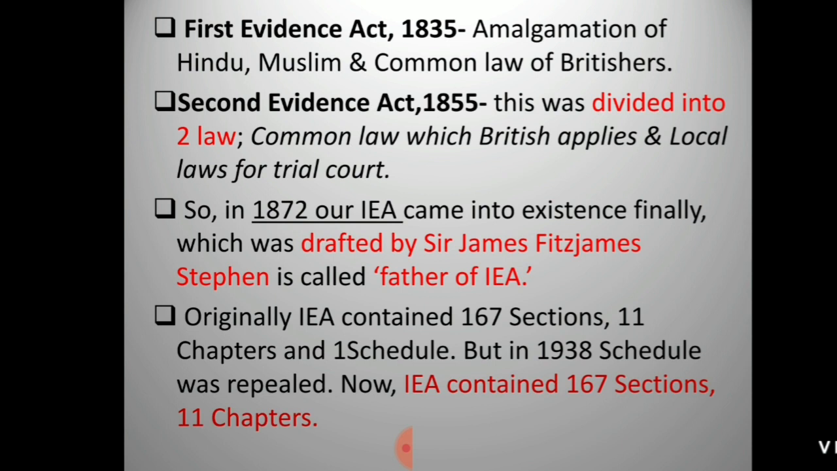There were many technicalities, or many problems, in the first act. So thereafter a second Evidence Act came in 1855. This was divided into two laws. Earlier it was an amalgamation of three laws, but now it is two laws: the common law which applies to the British, and the local laws for trial courts. See, the second Evidence Act was divided into two. One was the common law for the Britishers only, and the other for the rest of Indians, including Muslim, Hindu, everyone combined in it.